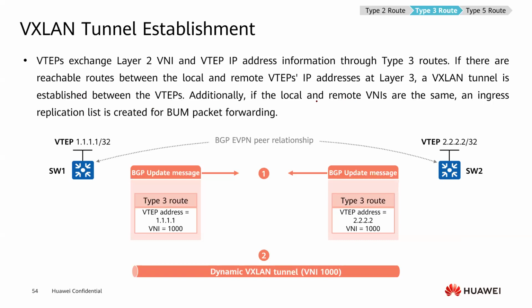Additionally, if the local and remote VNIs are the same, an ingress replication list is created for BUM traffic forwarding. So you find that VTEP 1, switch 1 and switch 2, the other VTEP.